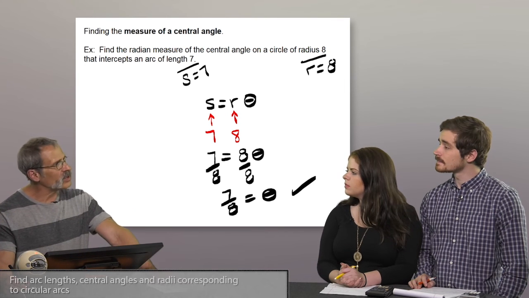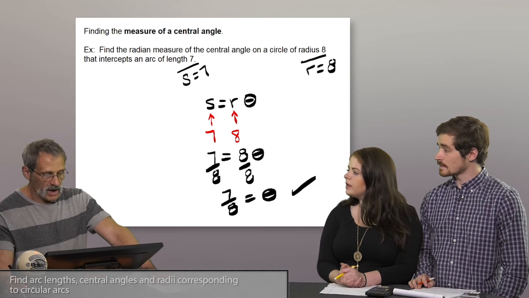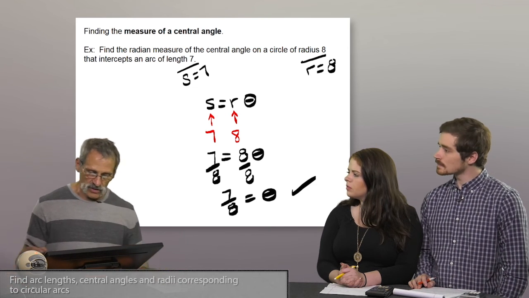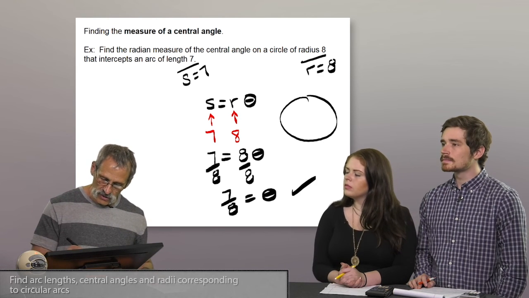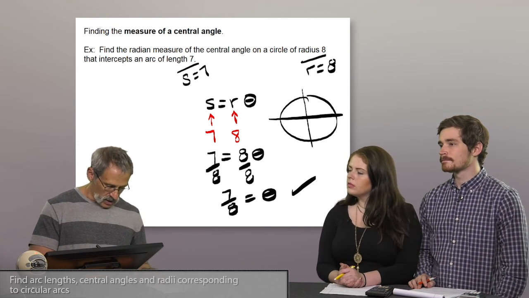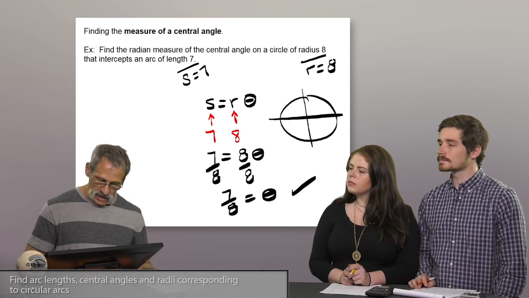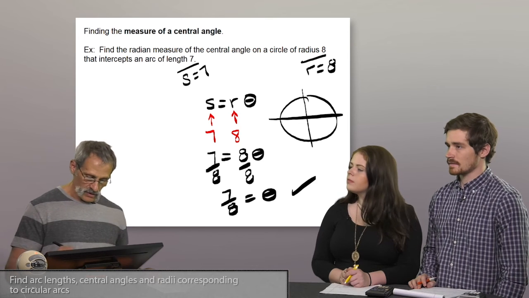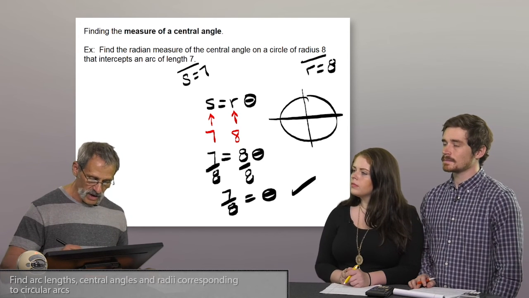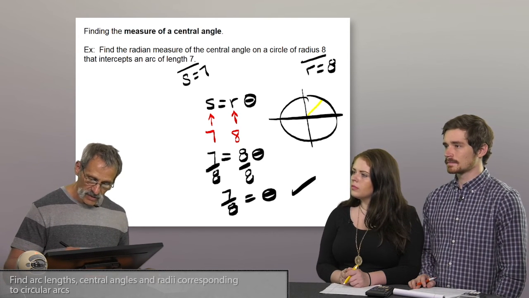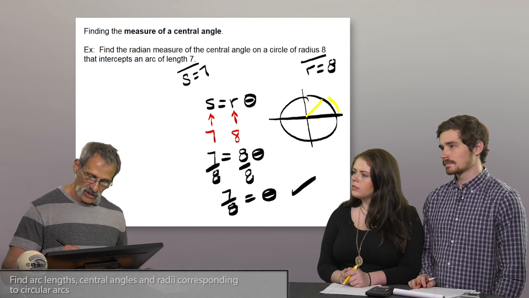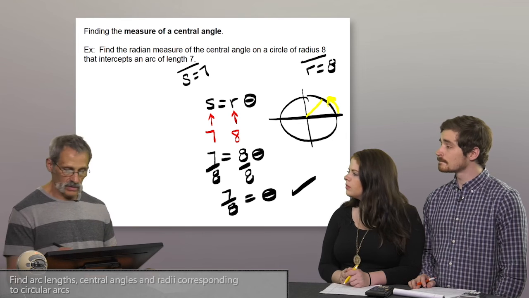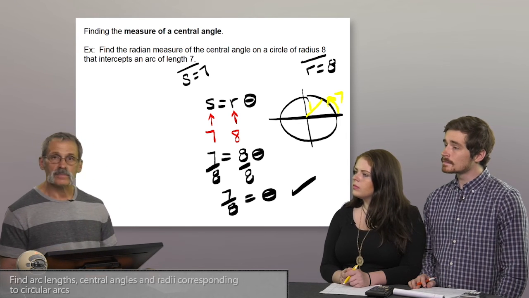And theta is always what unit of measure? Radians. And 7/8 is a number, so that's actually just fine. If you think about what we've done here, if theta is 7/8, that's a little bit less than 1. My radius is 8, so that's here. This distance is a little less than 1 radian, and that distance along the arc is 7. Here's the 1, here's the 7.